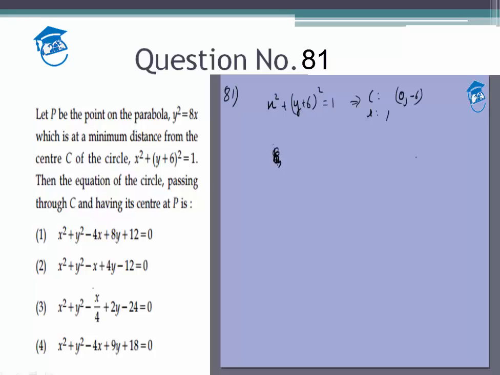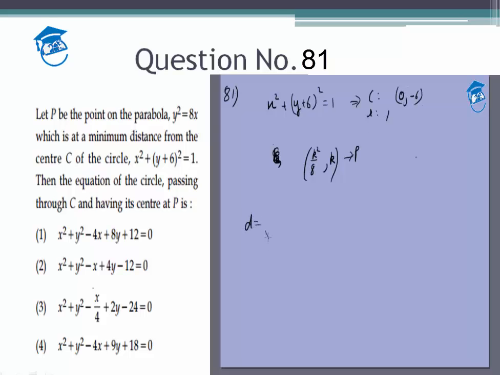Actually it will be easier to work with k, so let's take the y coordinate to be k and then the x coordinate will be k squared by 8, since y squared is equal to 8x, because we don't have to work with roots then. So this is a random point P. Now this point has the minimum distance from (0, minus 6).